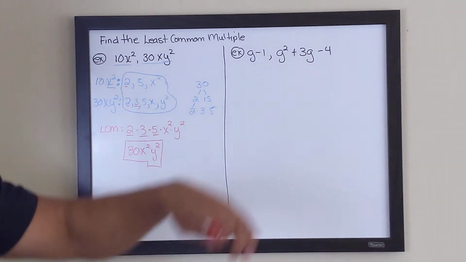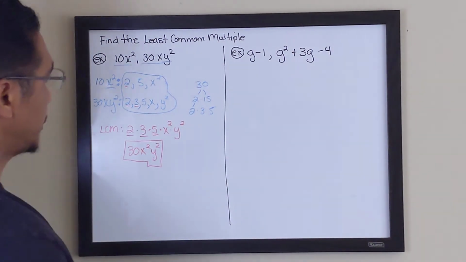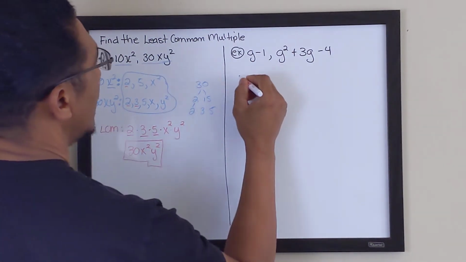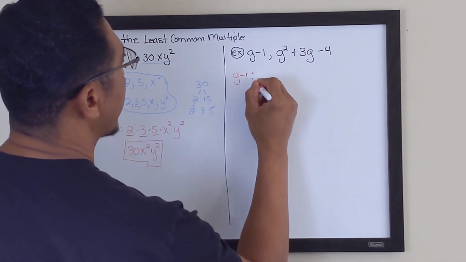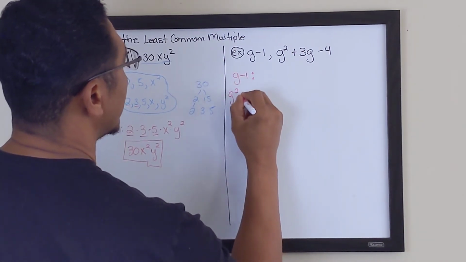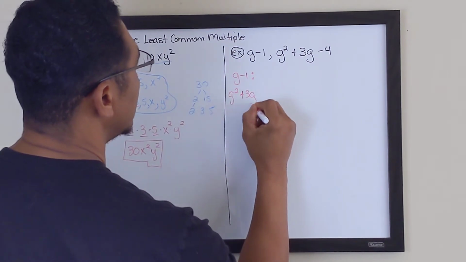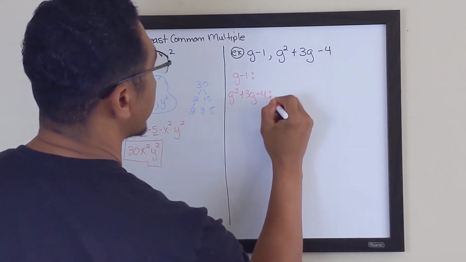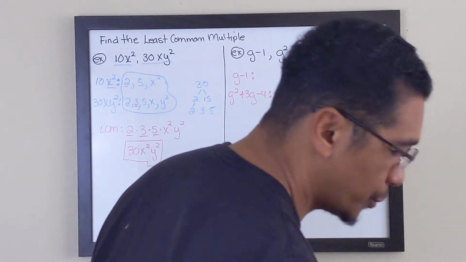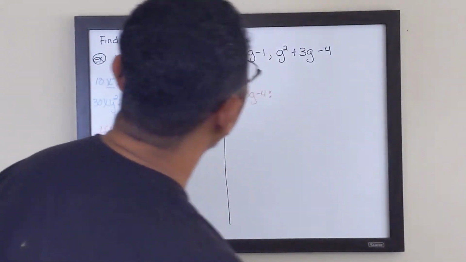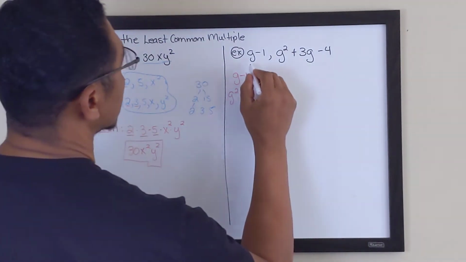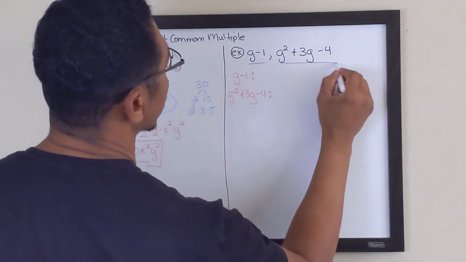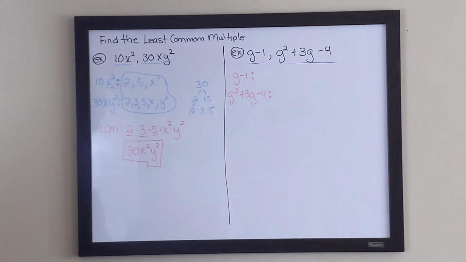Alright, so let's look at a polynomial. Let's look at g minus 1, and let's look at g squared plus 3g minus 4. In order to find the least common multiple between these two polynomials, we've got to break them down if we can.